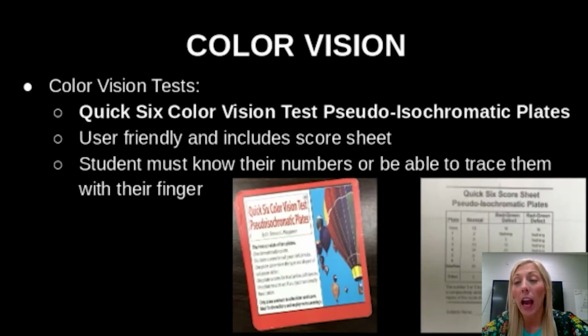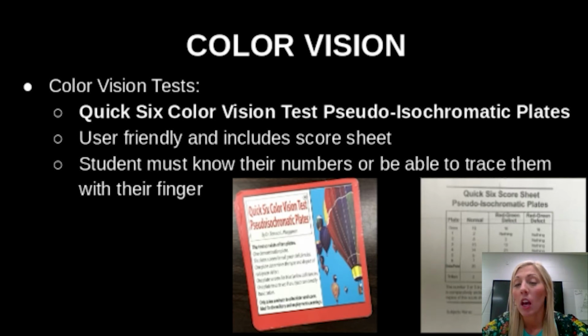For a more concrete, actual assessment for a color vision screening, other than just matching the chips, we call it the Quick 6. And again, you can click the link to purchase it. But this is very user friendly, and it has a score sheet, really simple.